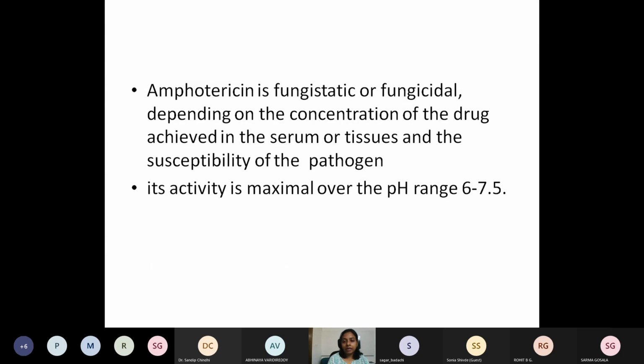It is fungistatic or fungicidal depending upon the concentration. At a lower concentration, at a lower pH, it is fungistatic. When a good concentration is achieved, it can be fungicidal, and its activity is maximal over the pH range of 6 to 7.5.